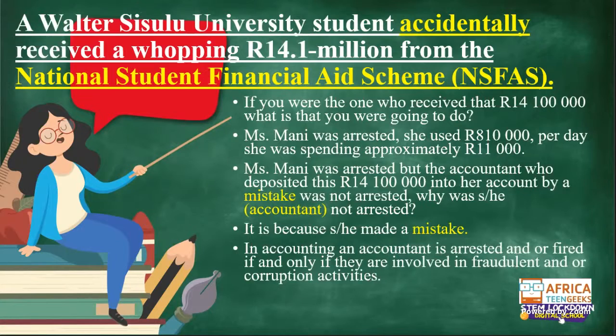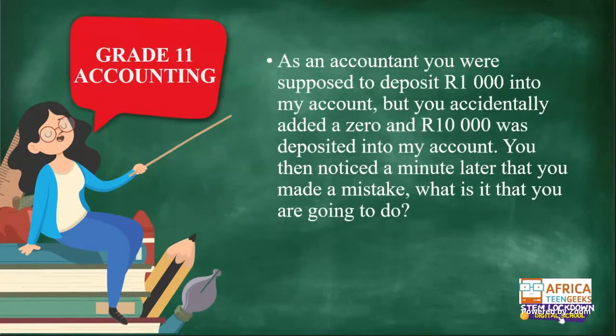In accounting, an accountant is arrested and or fired if and only if they are involved in fraudulent and or corruption activities. So if they make mistakes, they won't be arrested, right? Now, if you were an accountant and you were supposed to deposit 1,000 into my bank account, but you accidentally added a zero and it became 10,000, then 10,000 is deposited into my account. Then you notice a minute later that you made a mistake. What are you going to do?